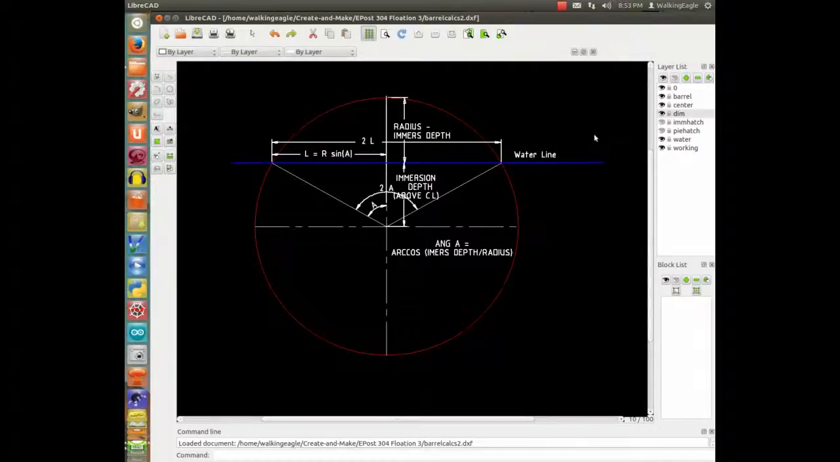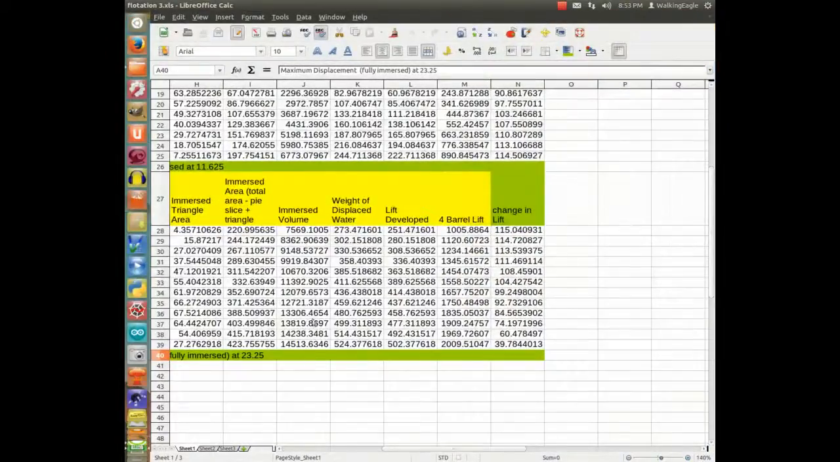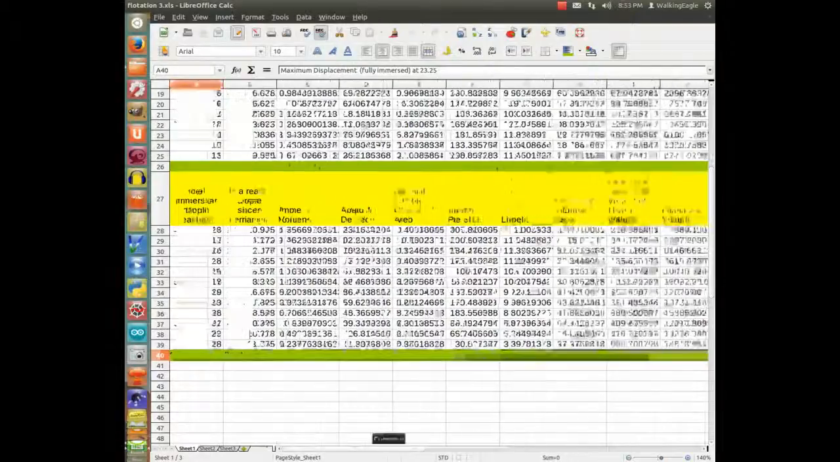Okay, we're going to do that with a spreadsheet right now. So let me shrink this window and pull up the spreadsheet. I already have it open. Okay. And we'll go over here and we'll go through these calculations.